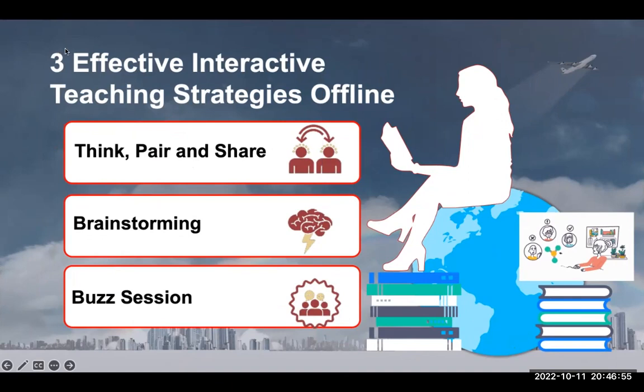Now we can discuss effective interactive teaching strategies offline. What kind of effective teaching strategies can you use? There are three really important effective interactive teaching strategies which you can use offline. That is think, pair, and share. And you can go ahead with brainstorming. And the last one is buzz session. How can you do think, pair, and share?